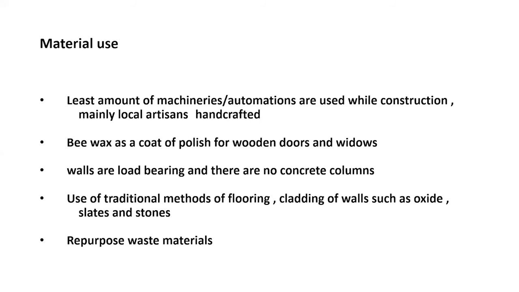Automation is used least. This is the style in the southern part of India, where artisans are used to handcraft. They use natural materials like beeswax, and don't use columns, so that the building is load bearing and the walls are load bearing.